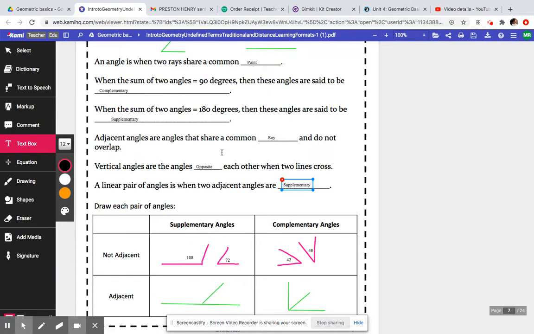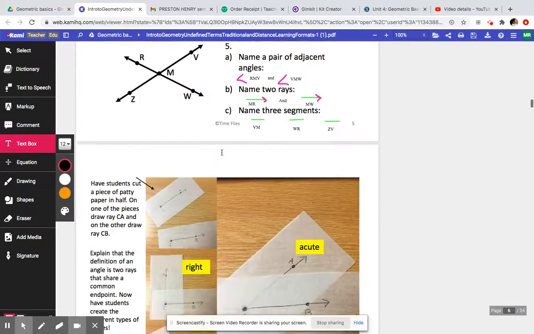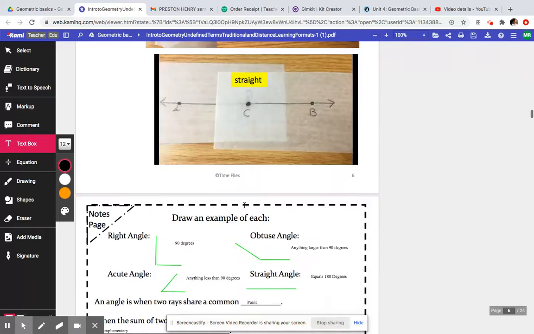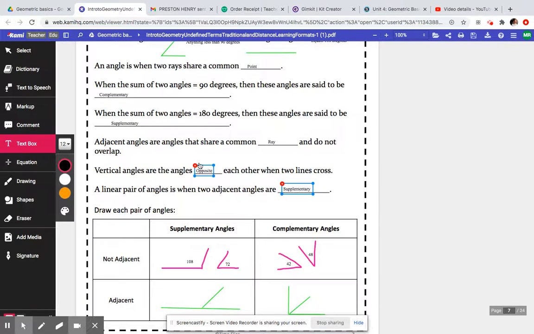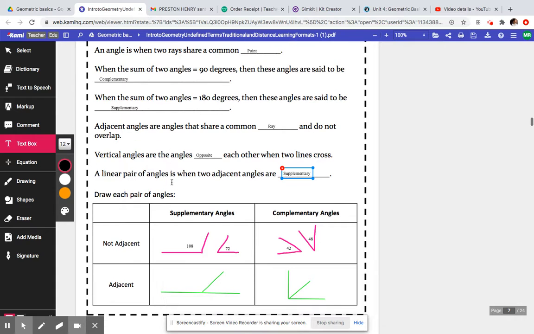Let's build down. Adjacent angles are angles that share a common ray and do not overlap. We just did that example in question 5A. Vertical angles are angles that are opposite each other when 2 lines cross.